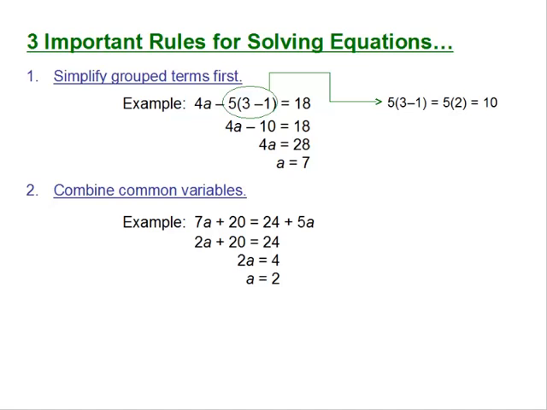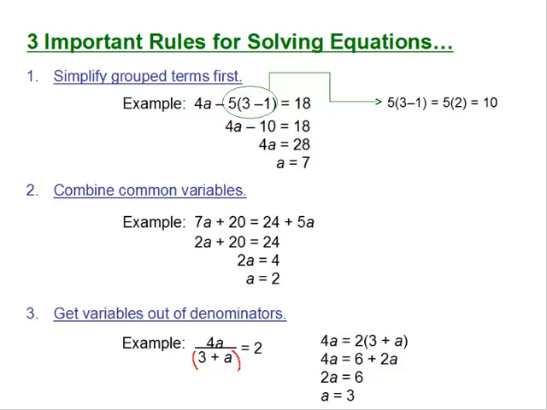Another rule of thumb is to combine common variables. In other words, get all the variables on one side if you can, get all of the constants on the other. So they're doing that in this example. Notice first the 5a is subtracted from both sides. That eliminates it on the right and groups the a's on the left. 20 is then subtracted from both sides. That gets rid of plain numbers on the left side and groups them on the right.